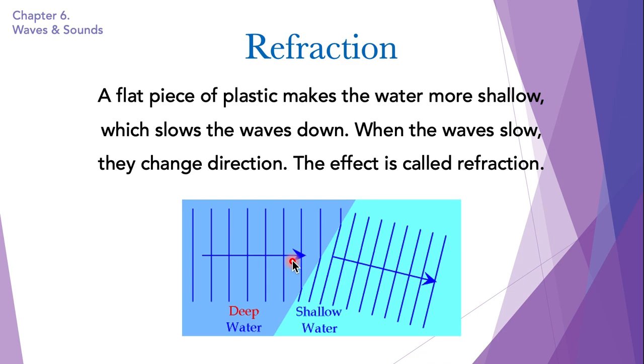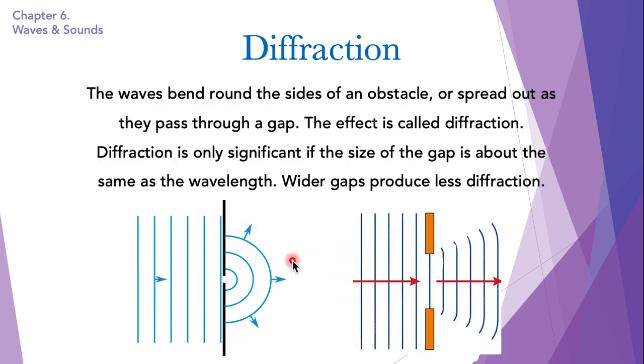Now that we've understood refraction, we're going to understand another wave effect, which is called diffraction. In this wave effect, the waves bend around the sides of an obstacle or spread out as they pass through a gap. As you can see here, we have this boundary. These waves are like this and we have a boundary, but we have a small little gap over here. When the waves pass through this boundary, they bend around the sides of this obstacle. So they spread out as they pass through this gap. This effect is called diffraction.